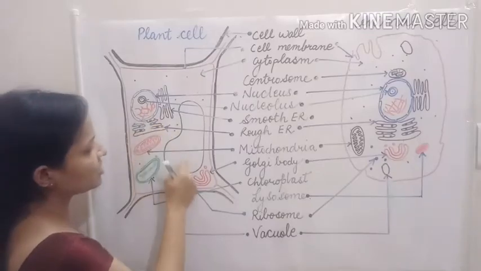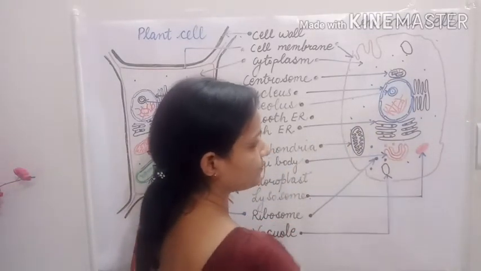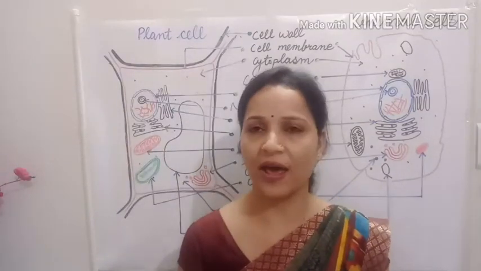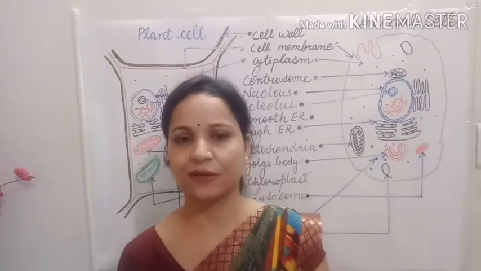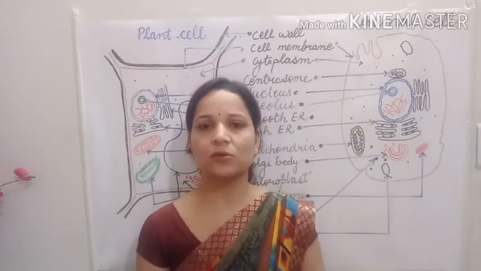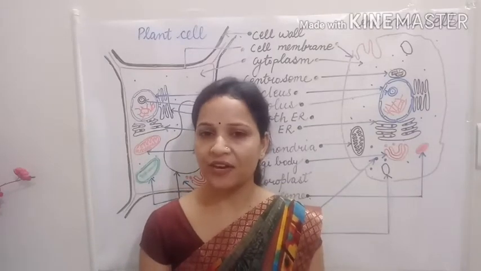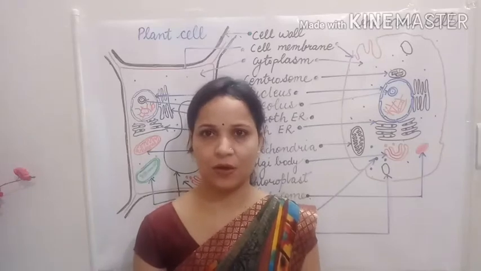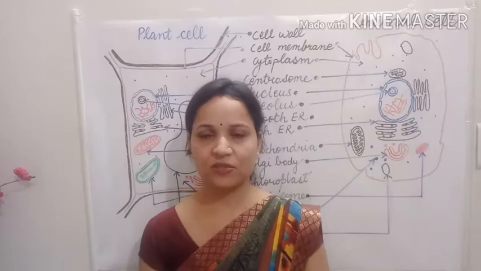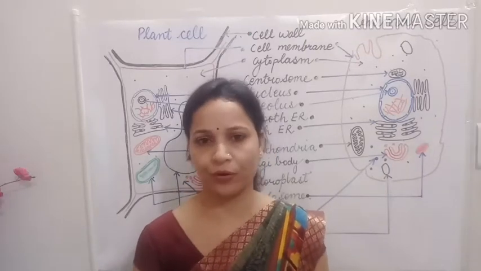You can see in the picture also, all these tiny structures present in the cytoplasm are known as cell organelles. The cell organelles are tiny particles or tiny structures in the cytoplasm that carry out life processes. Now, what are life processes? Life processes such as respiration, digestion, excretion, and so on.